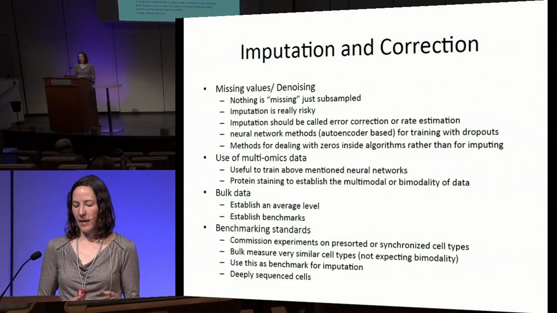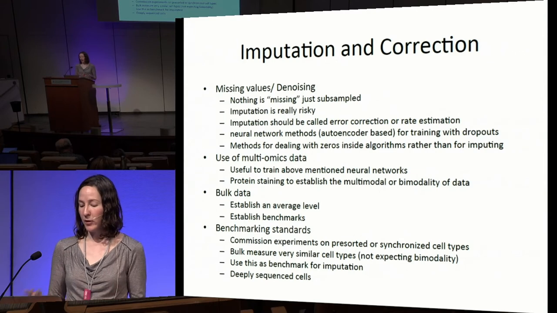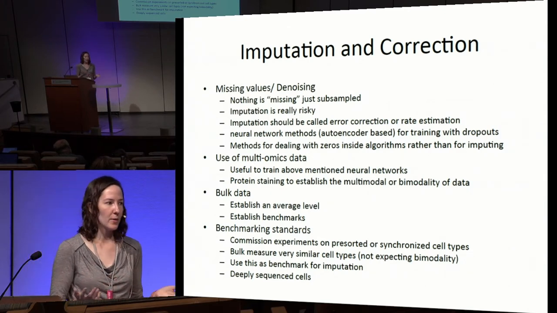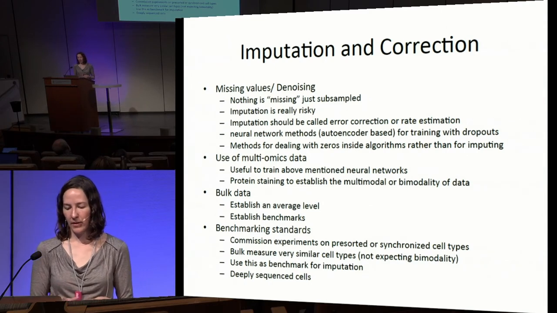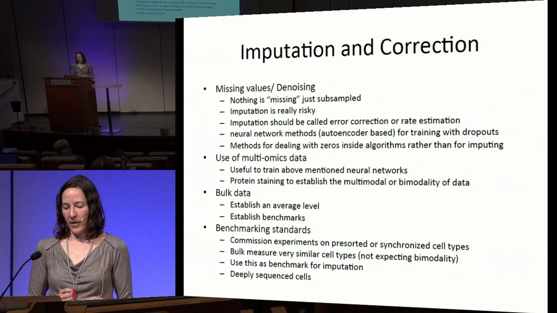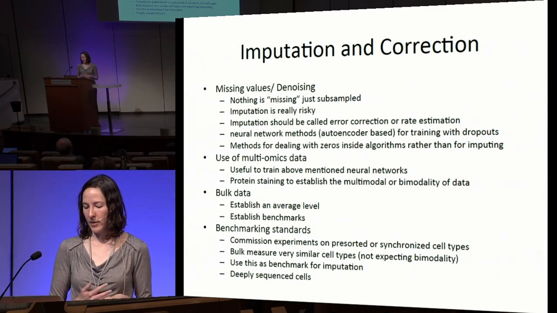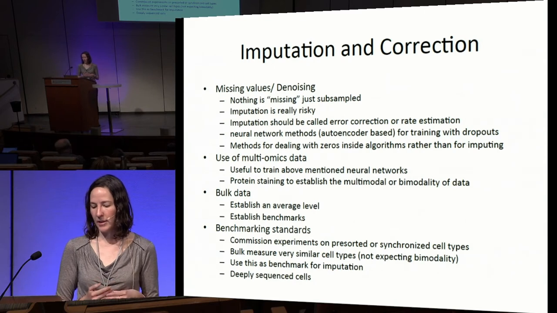Bulk data, in some sense, can help us establish at least what the average level of expression would be. Of course, it's not going to tell us about the modality. But it can give us some signal as well. So we think really incorporating outside data rather than just using the expression matrix alone will be a good way to do this. And I think one thing is that it is going to be difficult to evaluate the success of any of these methods, given that we don't have a great gold standard.